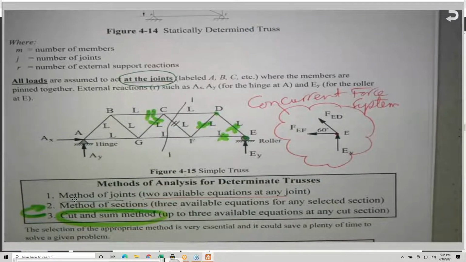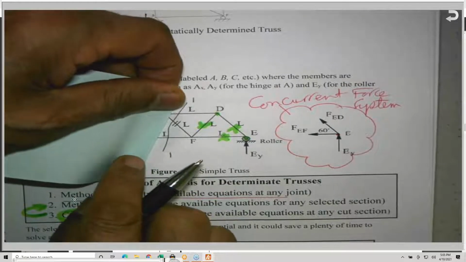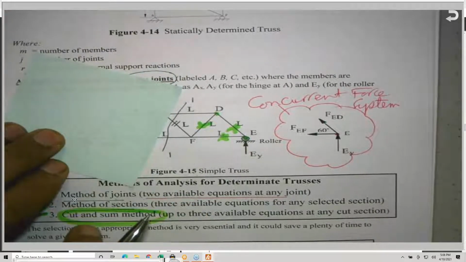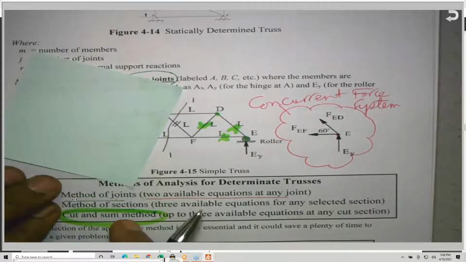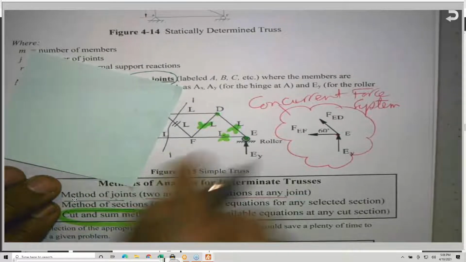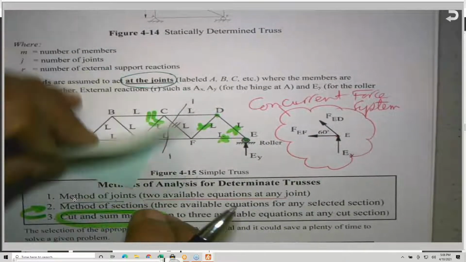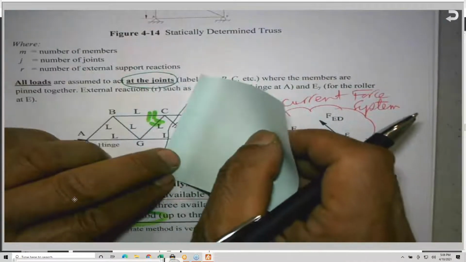After you cut the truss with this imaginary section, now we are going to take either the right or the left. It's your choice. If you take the right section, I will assume the left does not exist, and I will analyze this. If I decided to take the right section, I will hide the left, or I will take the left section to analyze it. And when you take the section, either right or left, you take all the forces, internal and external. Okay?